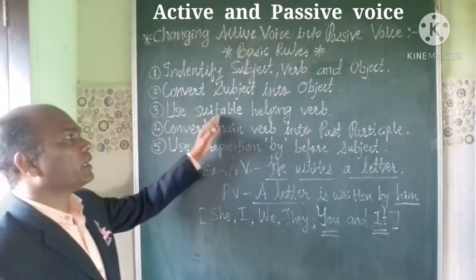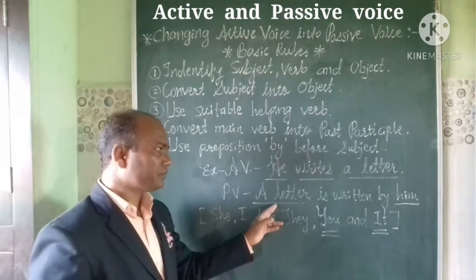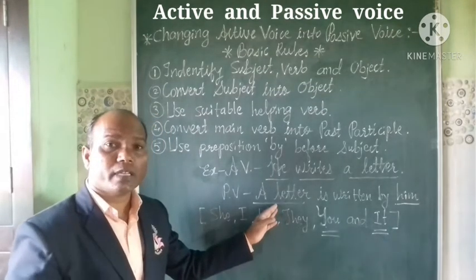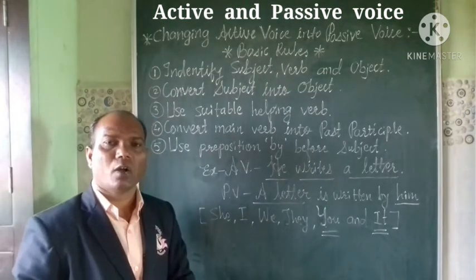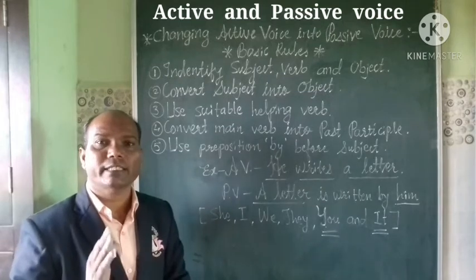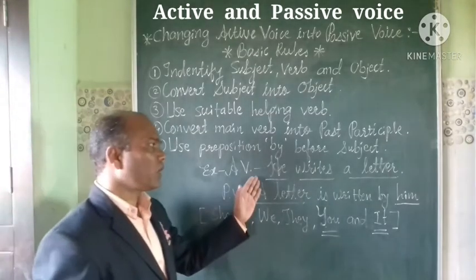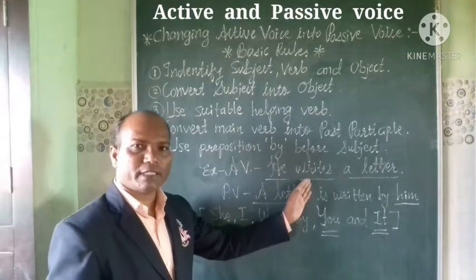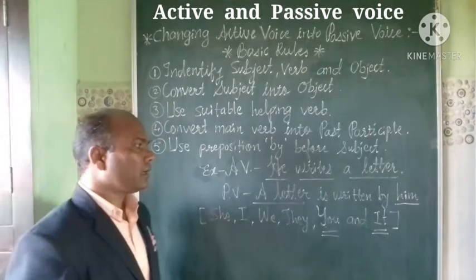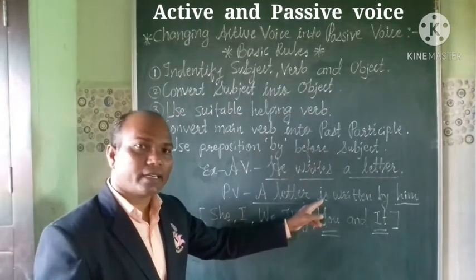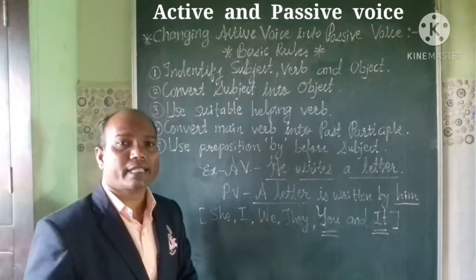Third, use a suitable helping verb. After using the object here, we have to use the suitable helping verb according to the tense and according to the subject, whether the subject is singular or plural. So dear students, here in the active voice there is the simple present tense, writes. It denotes that there is a simple present tense. That's why is, this helping verb, is written after a letter. Now let us move on to the next step.